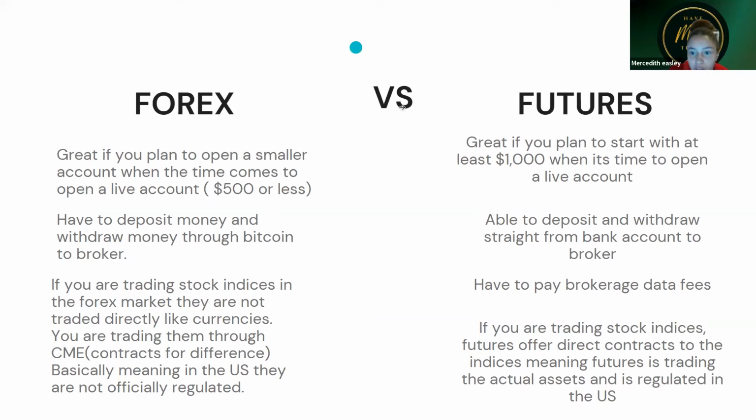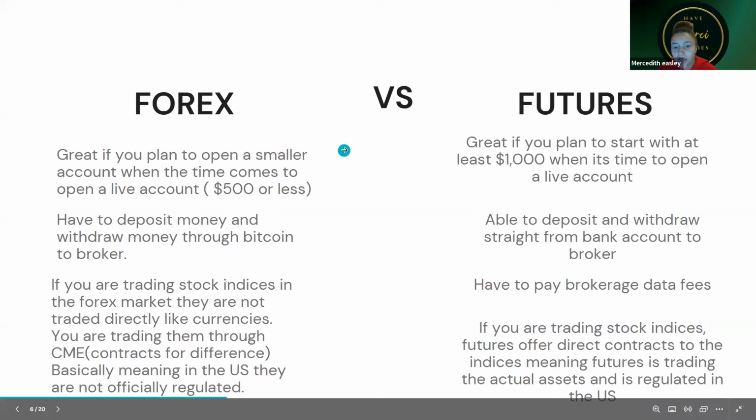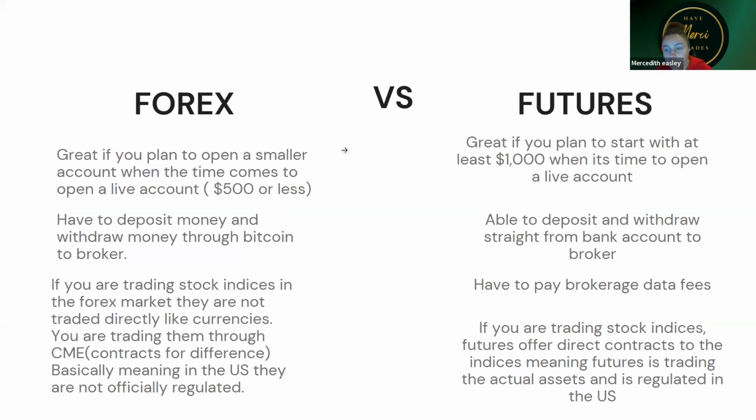So for futures, it's great if you plan to start with at least $1,000 when it's time to open a live account. The cool thing about futures is you're able to deposit and withdraw straight from your bank account to your broker. Apex is a futures prop firm, correct? Yes, it is. So you're able to deposit and withdraw straight from bank account to broker. You do have to pay brokerage data fees. I think it can range anywhere from like $9 and up, right?